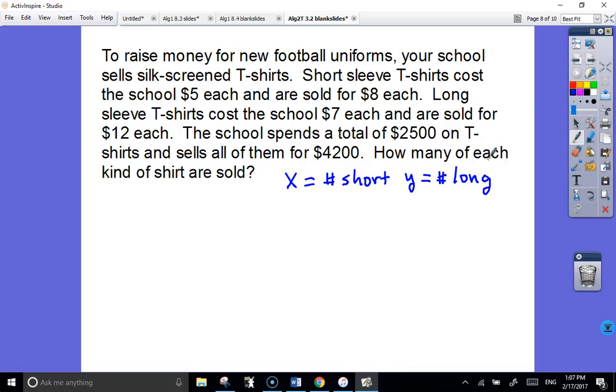Okay, now we know there's going to be two different conditions that are placed on this. It looks like one of them is going to be based on how much money we have to spend on these T-shirts. And it looks like they spend a total of $2,500. So $2,500 goes on one side. Okay, what goes on the other? How much do they spend for the short sleeves?